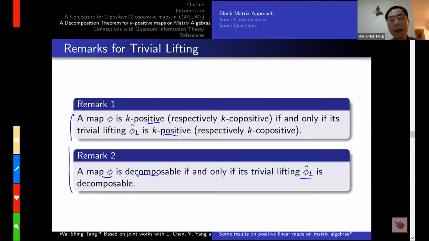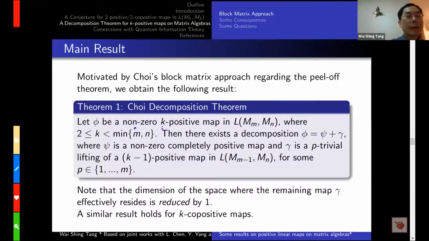So it turns out that if we start with a K positive map phi, with K bigger than or equal to 2, then we have a decomposition of phi, where we can split it into a completely positive map and another map, which is basically living in one dimension lower, and it is then K minus 1 positive, right? So that is the main result for this purpose. Now the whole point is that this part here has one positivity less, but it also lives in a dimension that is smaller. And likewise we have a corresponding result for co-positivity.